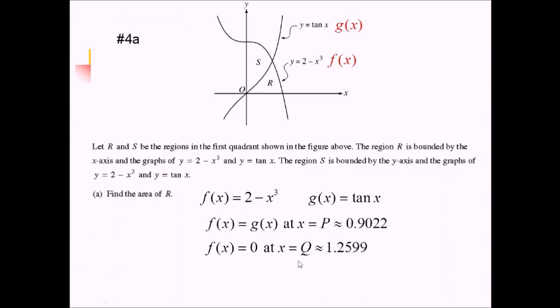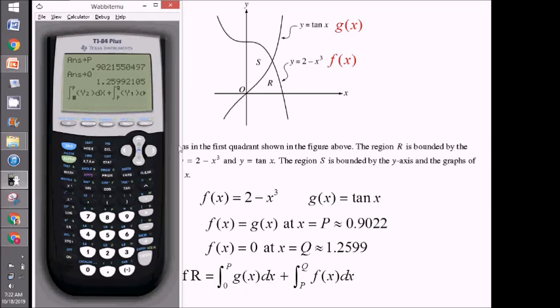Next, to find the area, I need two integrals. I need the integral from 0 to the p value, the x value right here. This is going to be the g function minus 0, so just the g function really, g of x dx. Plus, I need to add the integral from p to q of f of x. So my top function is switching off. I'm going to do all this on the calculator now.